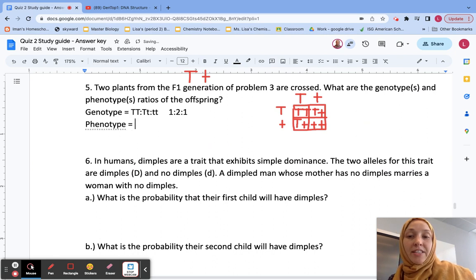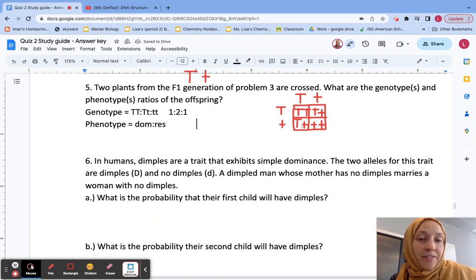What is the difference for phenotype? This is the physical appearance. So my ratio is going to be how many individuals display or express the dominant allele and how many display or express the recessive allele. So this would be dominant. My heterozygous individual would display dominant. So 3 dominant offspring to every 1 recessive. So 3 tall to every 1 short or dwarf.